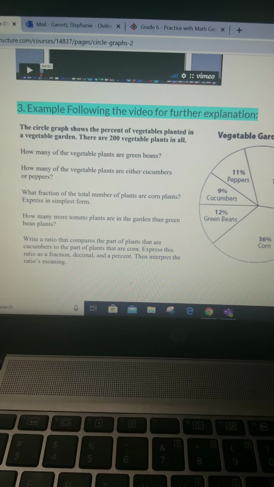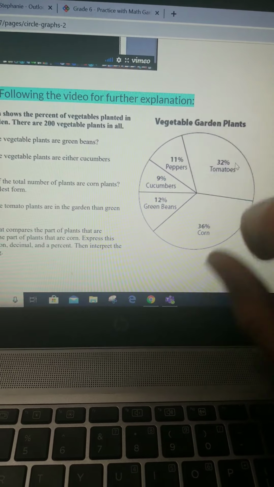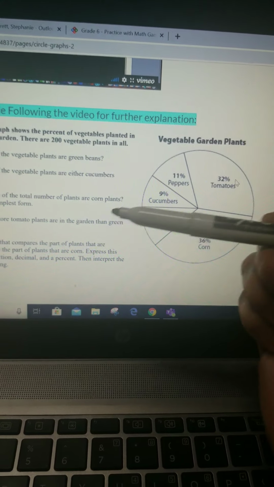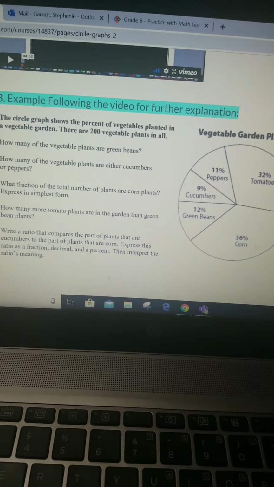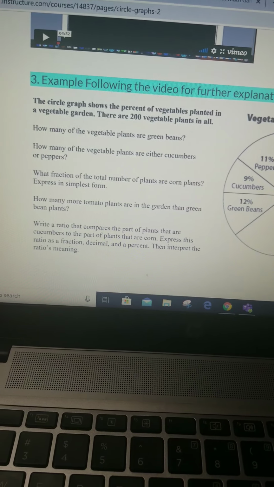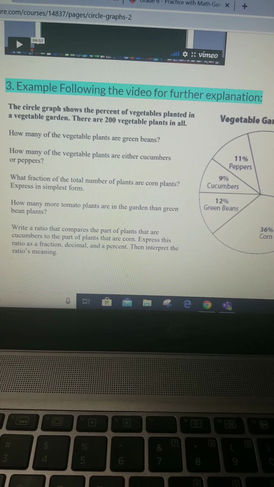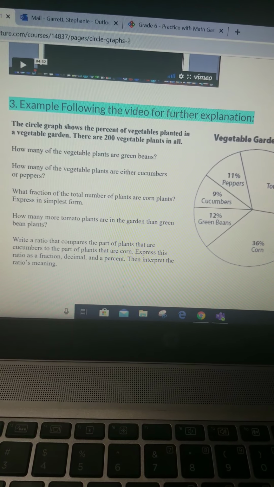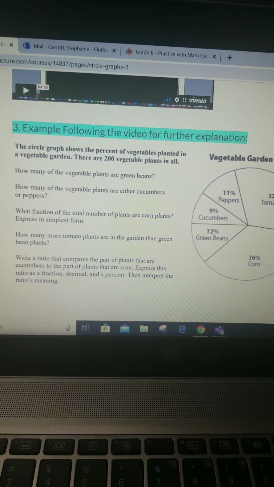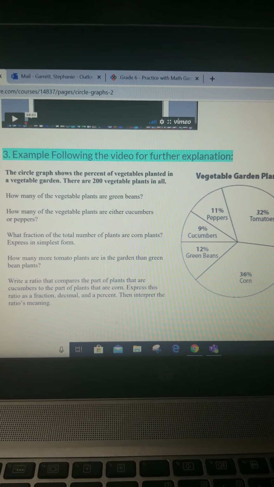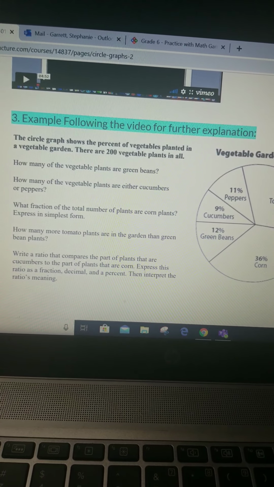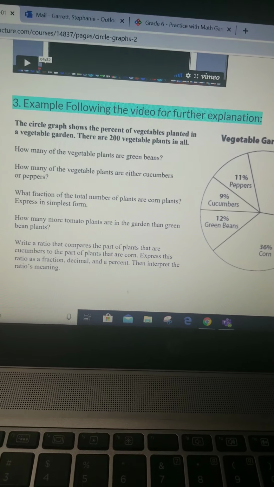So we're going to determine how many plants we're actually talking about in each section out of that 200. Then we're going to use that information to answer these 5 questions. How many of the vegetables are green beans? How many of the vegetable plants are either cucumbers or peppers? What fraction of the total number of plants are corn plants, expressed in simplest form? How many more tomato plants are in the garden than green beans? And write a ratio that compares the part of the plants that are cucumbers to the part of the plants that are corn. Express this ratio as a fraction, decimal, and a percent. Then interpret the ratio's meaning.